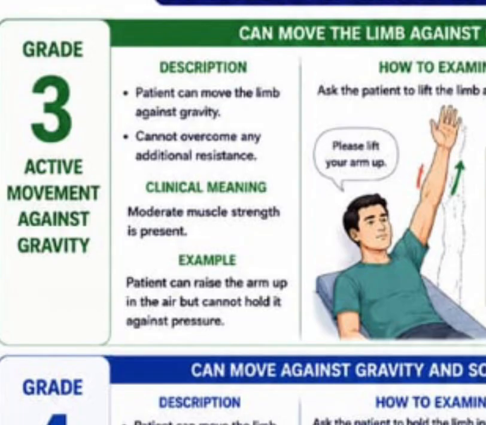So first of all, the patient can only move the arm or leg or any part of the body against gravity, but not when additional resistance is added. So what does this tell us clinically? It tells us that there's moderate muscle strength. The patient can raise his hand up in the air, like you are seeing this patient now, but when you apply pressure, the patient cannot do it.